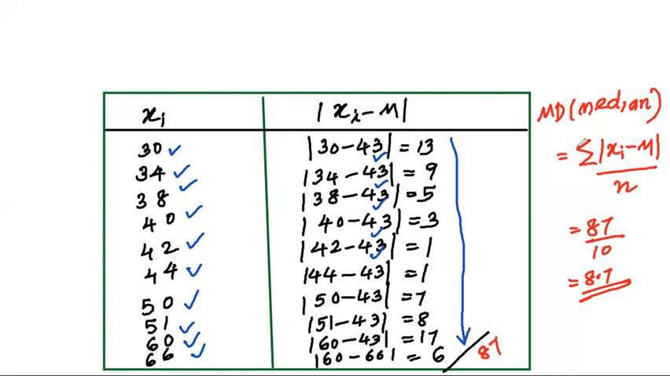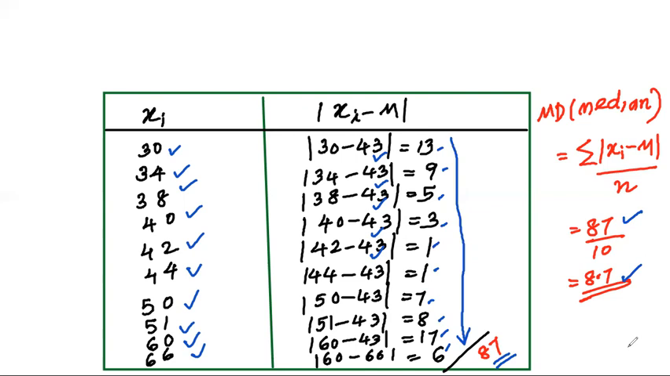According to the formula, you have to add those modulus of xi minus M. After finding this table, we have to add each and every value. If we add all these observations, we are getting 87. According to the formula, sigma modulus of xi minus M divided by n, right? That is 87 divided by 10, which is equal to 8.7. 8.7 will be the mean deviation about the median of this data.